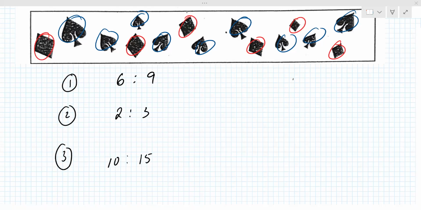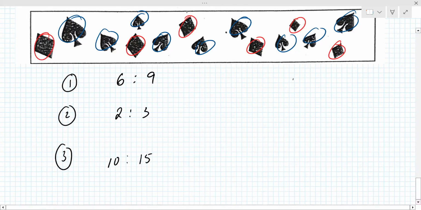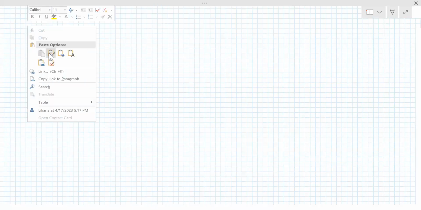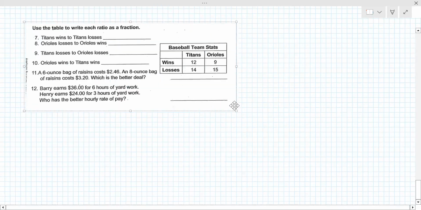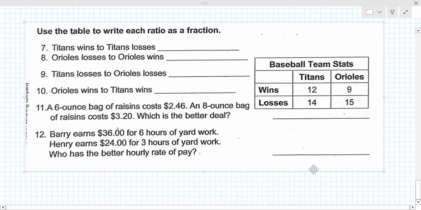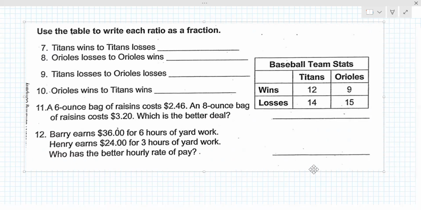Then next it's ratios as a fraction. Titans wins to Titans losses. That is 12 to 14. Okay, I'm getting caught up to here. 12 to 14. Is there a way to reduce that? Yeah, divide it by 2. So 6 to 7.